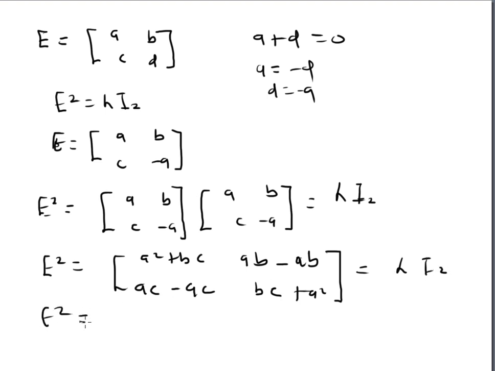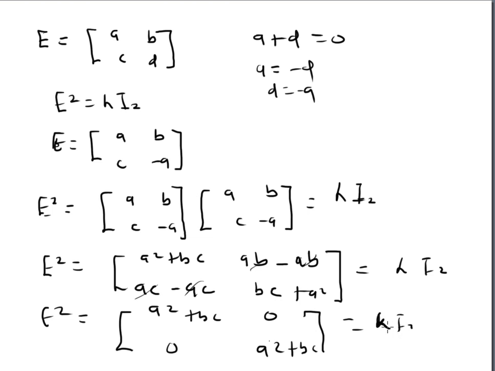Now, how can we simplify this? This and this cancel out, and this and this cancel out, leaving us with A squared plus BC on the diagonal and 0, 0 elsewhere. And this is equal to lambda I. From this it is clear that lambda is equal to A squared plus BC, and we are done. This question we just solved was actually the IA2 of the 2023 EF group. So let's move on to our next question.